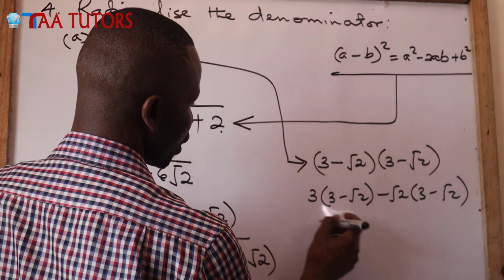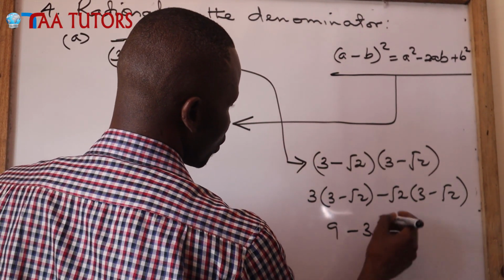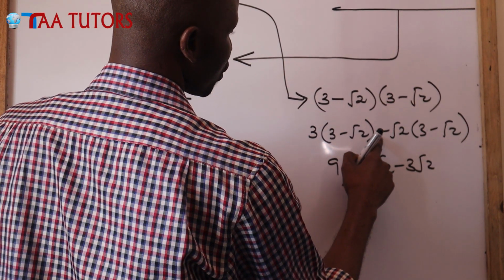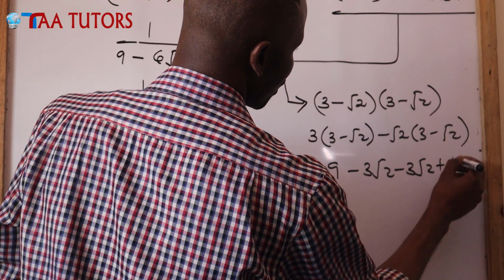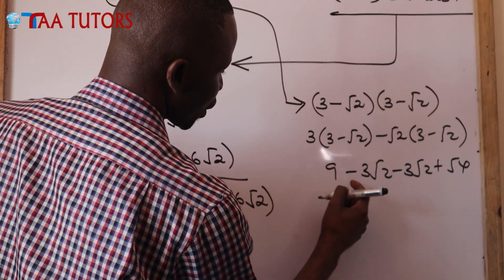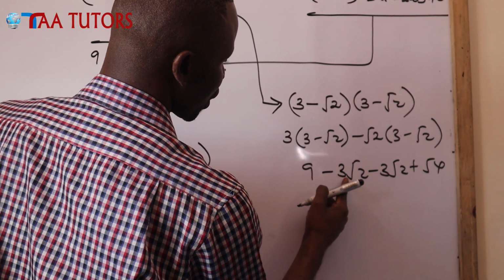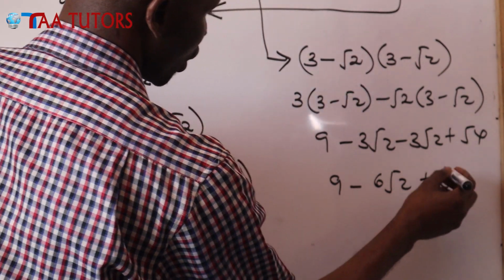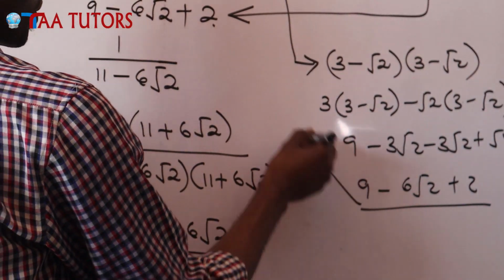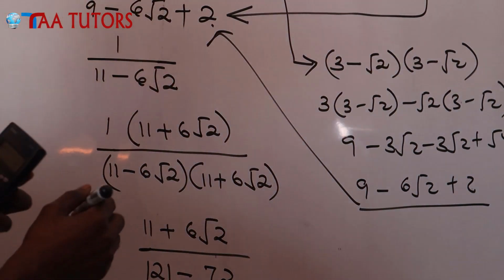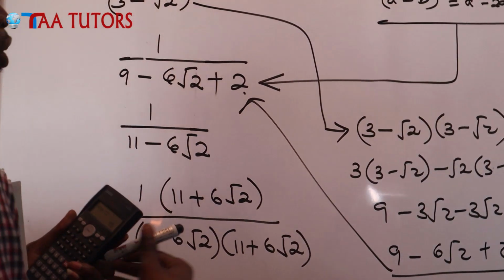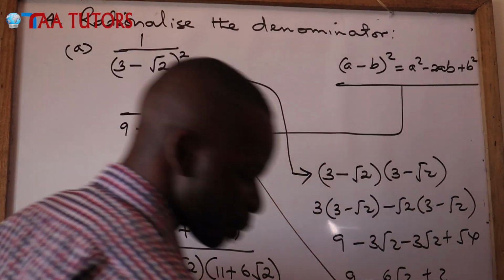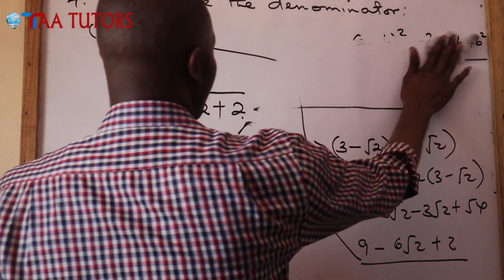3 times 3 is 9, minus 3 times √2 is 3√2, minus √2 times 3 is 3√2. Negative √2 times negative √2 is positive √4, which is 2. This is 9 plus 2, minus 3√2 minus 3√2, which is minus 6√2, so 11 minus 6√2. And you realize this is where we were before. So this is something very simple for you, and I pray that you try to master the 3 quadratic identities. It is going to help you solve a problem in a much quicker way.